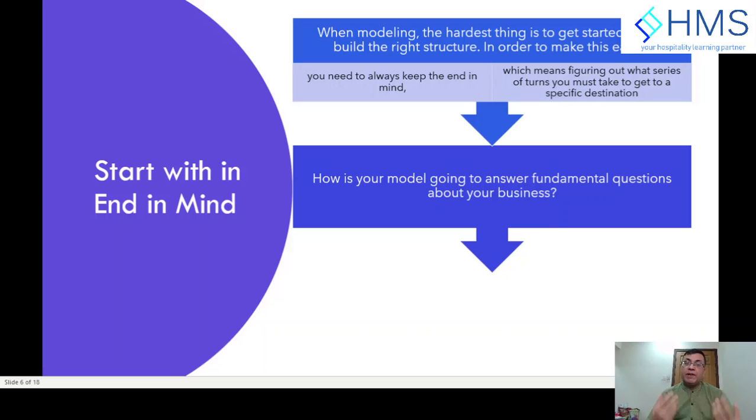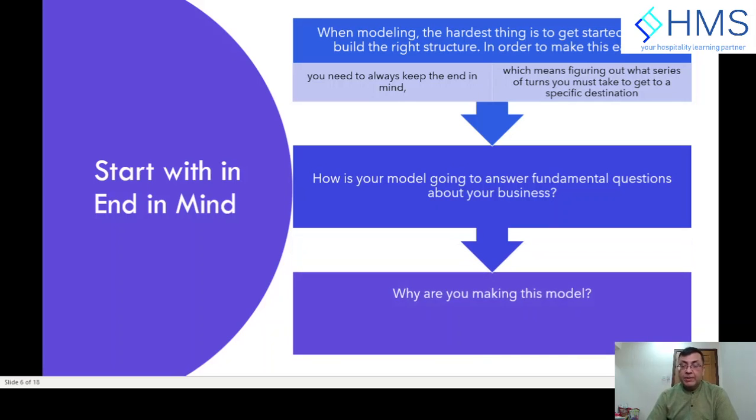The fundamental question about your business in our example is: how would the price change impact the profitability? So your model needs to answer all the questions. How would my revenue change? How would my cost behave? What would be the change in my profitability? And then, why are you making the model? Is this model for yourself, or for somebody else? How often are you going to use this model?